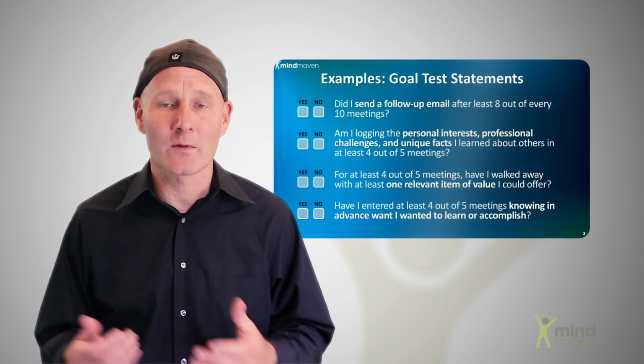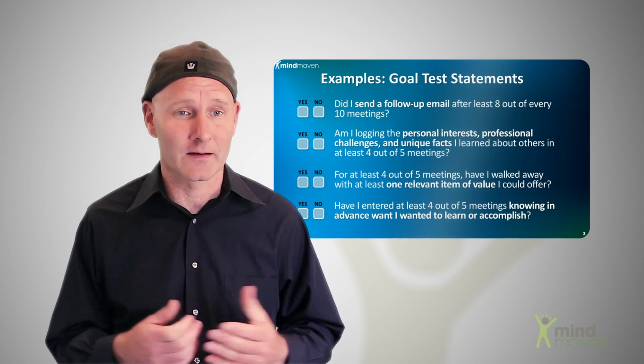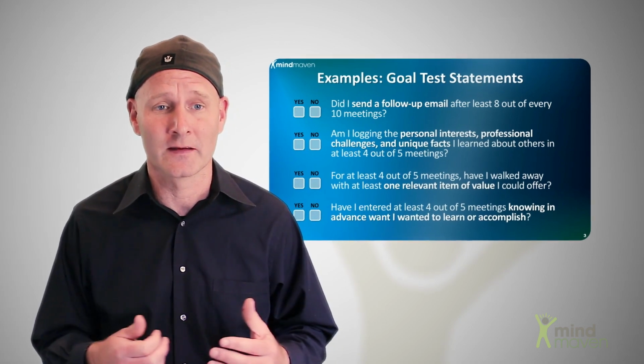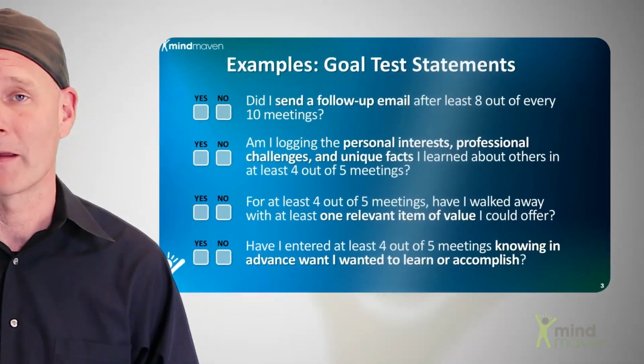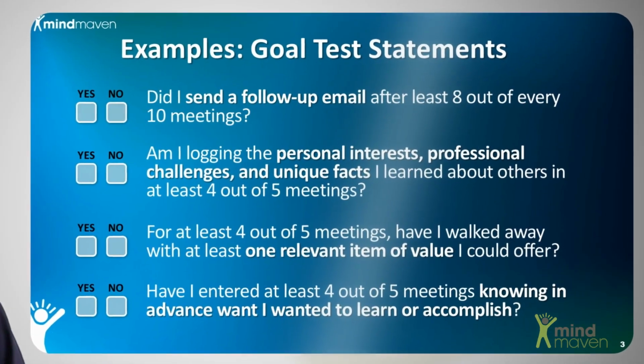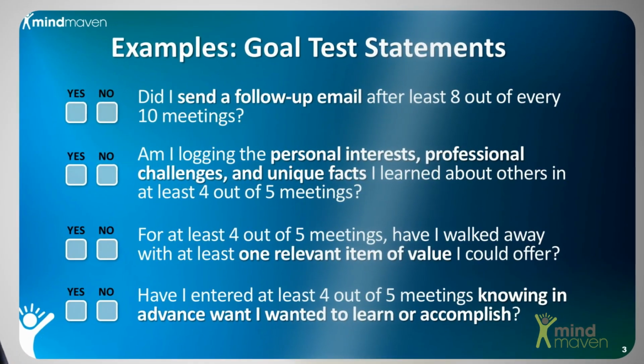Right. So why don't we go through a few examples and start by looking at this one here. It says, did I send a follow-up email to at least 8 to 10 people that I met with? The key thing here that I think is important is this notion of 8 to 10, 8 out of 10. Why do we put that in there?